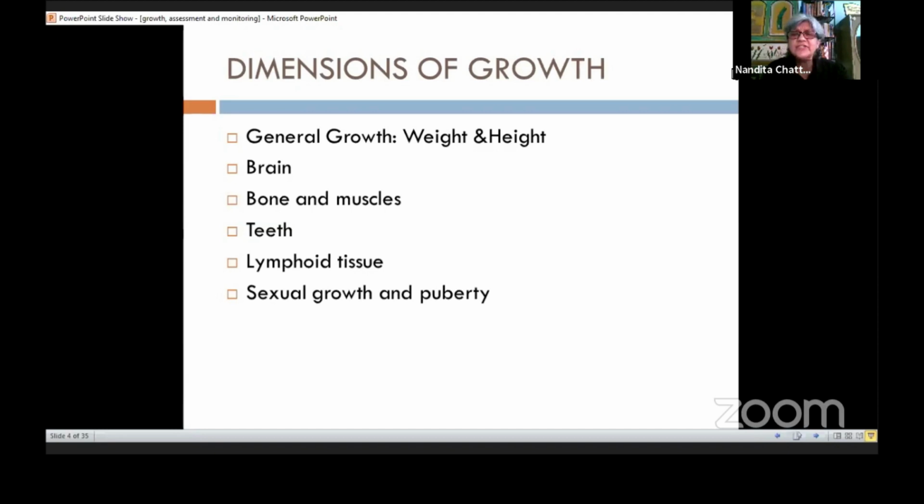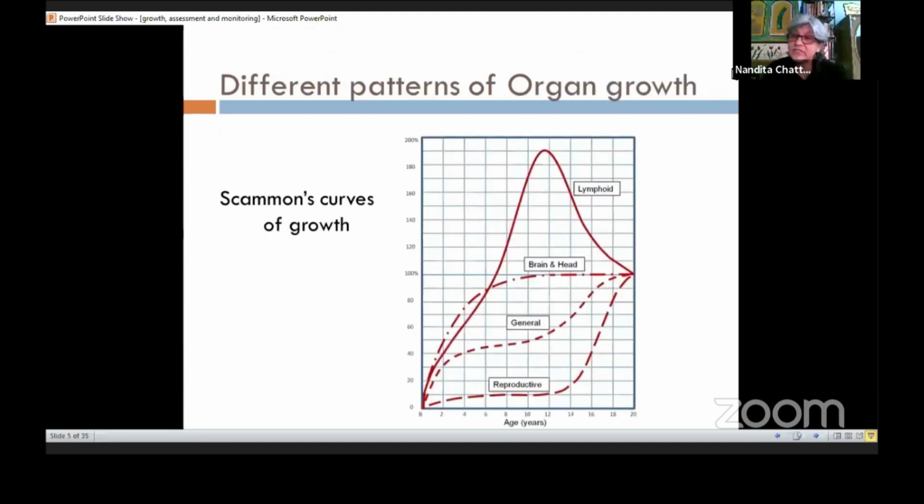Let us take a look at a chart. This is known as Scammon's curves. This tells us nicely which growth is predominating when. The general growth rate, or velocity, is high in the first few years. Then the growth velocity slows down, but it's still growing, till again at the pubertal age there is a spike. So this is how the curve goes. You can see this is the general growth curve, the middle one.